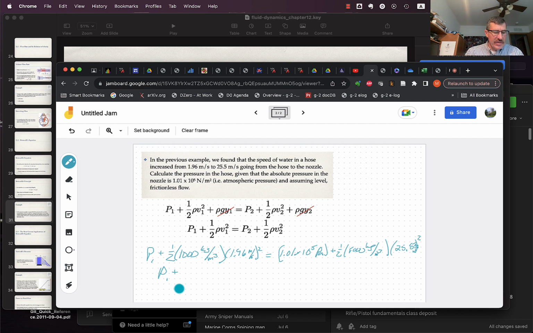Let's work out some of these numbers. On the left-hand side, I've got a half times 1,000 times 1.96 squared. That's 1,921 pascals. And that's going to be 1.01 times 10 to the 5th pascals plus a half times 1,000 times 25.5 squared, which is 325,125 pascals.